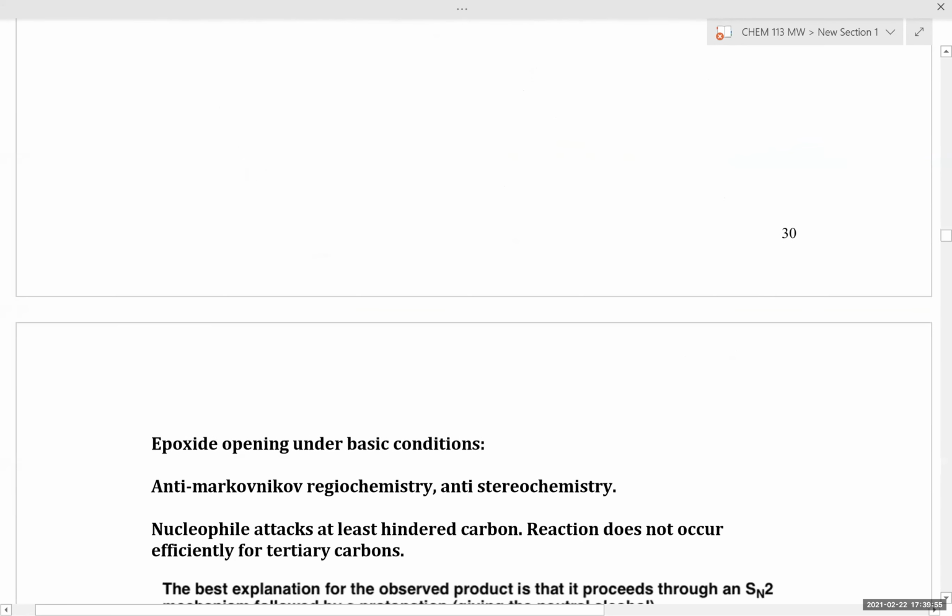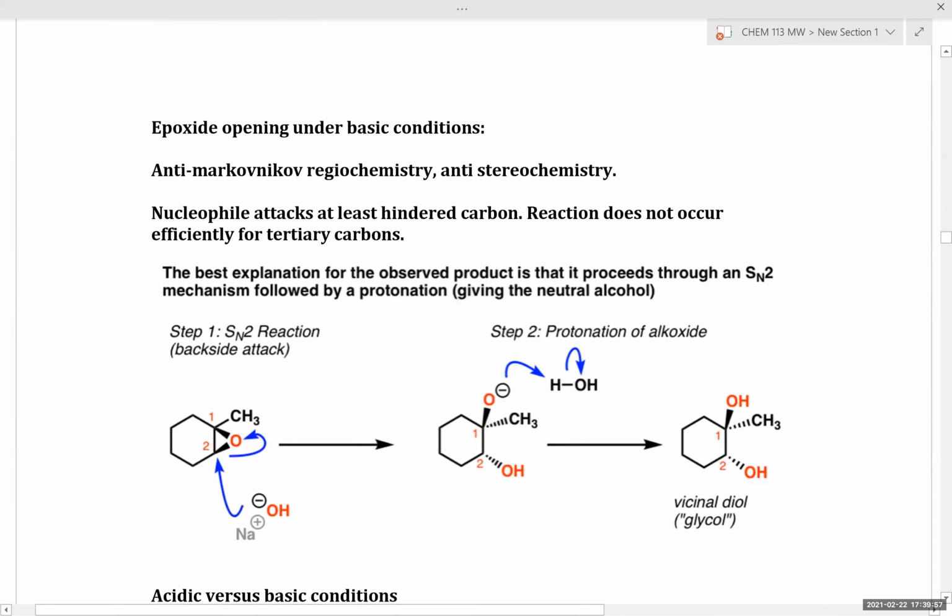Okay, so let's keep going with this and let's talk about the counterpart to epoxide opening under acidic conditions. And this entails epoxide opening under basic conditions. Now, what's interesting about epoxide opening under basic conditions is I like to think of it as a variant of an SN2 reaction. So epoxide opening under basic conditions occurs with anti-Markovnikov regiochemistry and anti-stereochemistry.